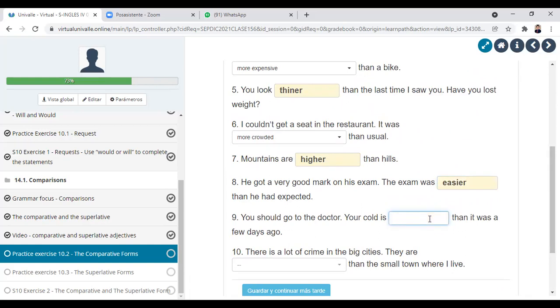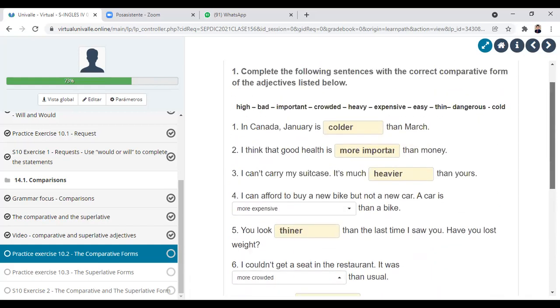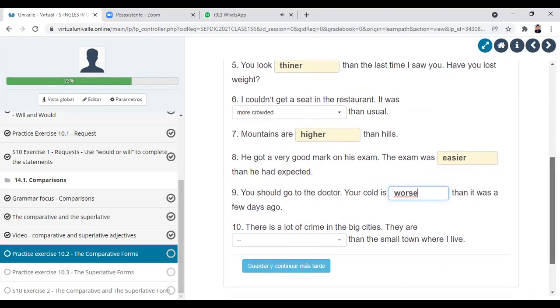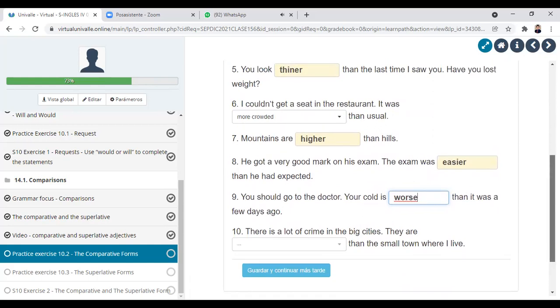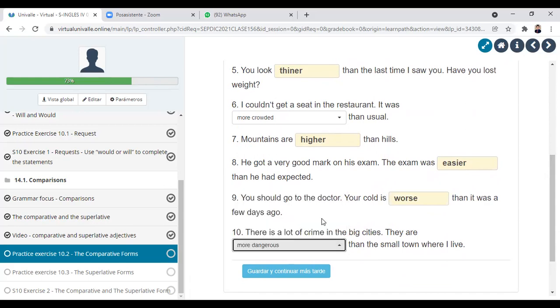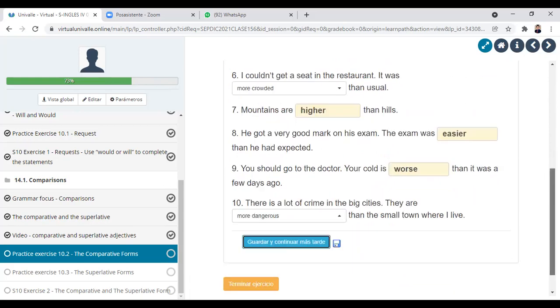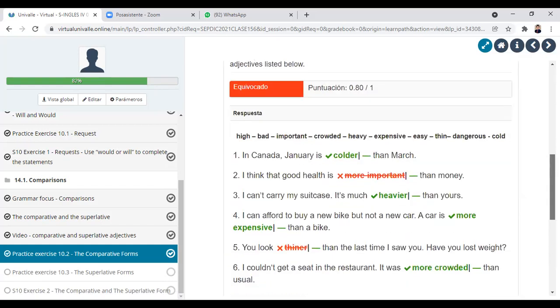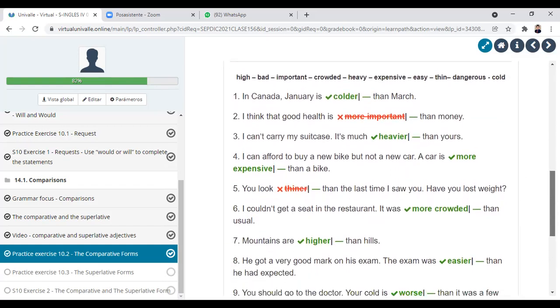You should go to the doctor. Your cold is worse than it was a few days ago. There is a lot of crime in the big city. They aren't more dangerous than the small town where we live. That is our practice exercise. Okay, let's take a look. Oh, more important.